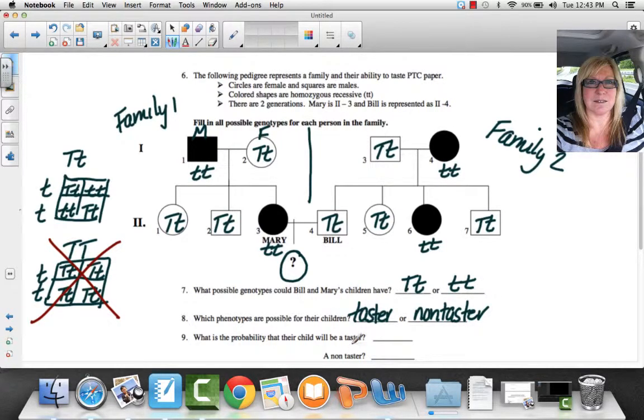And I just said that 50% will be heterozygous, meaning a taster, and the other 50% will be a non-taster because they are homozygous recessive.